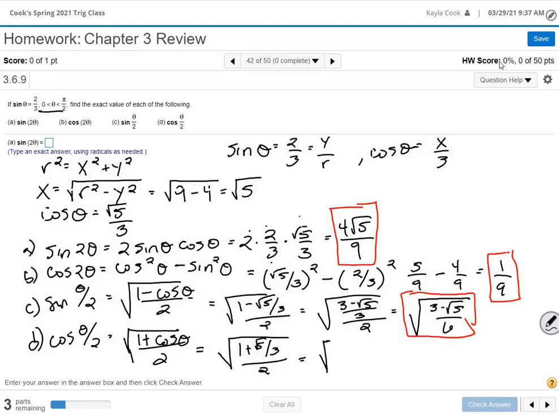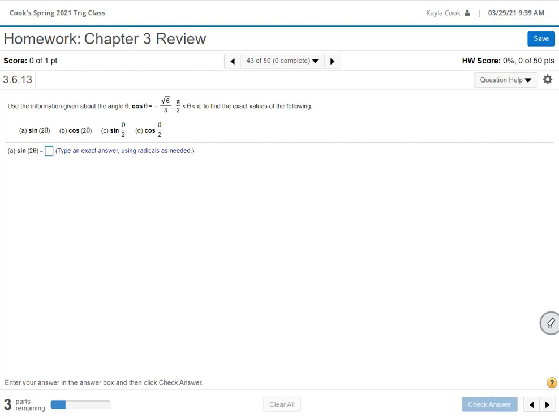All right, sorry about that. I had to quickly rewrite a few things here. So I get 3 minus root 5 over 3 divided by 2, or plus, which gives me the final answer of 3 plus root 5 over 6. Okay. And that is our final answer for number 42. Okay, let's go ahead and work 43.